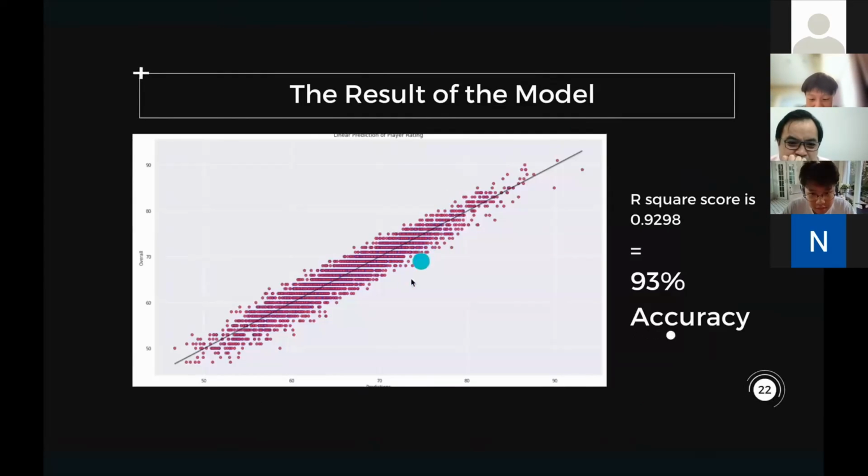And this is the result of the model that I got. The accuracy of my model is 93% accurate to the actual overall rating. So this is comparing overall to the predicted overall. The overall is what the overall actually is and what the model has predicted, and it's 93% accurate, which is very good, I think.